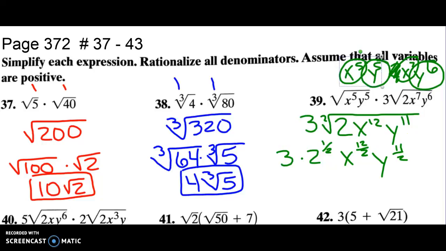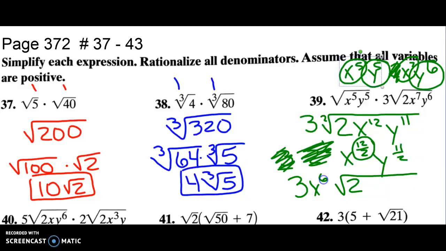Let's put it back into radical form. I'm going to write a big radical and see which part goes in. Does it go outside or inside? So 3 stays out, done with 3. 2 to the 1/2, you can't do anything with the square root of 2, so you have to leave it in there. What happens to 12 over 2? Well, that becomes x to the 6th. All of them come out.